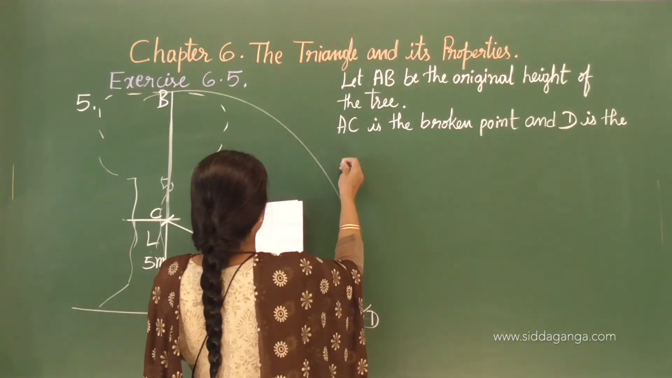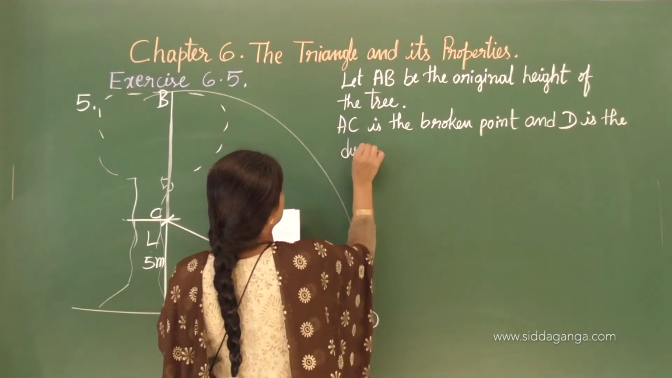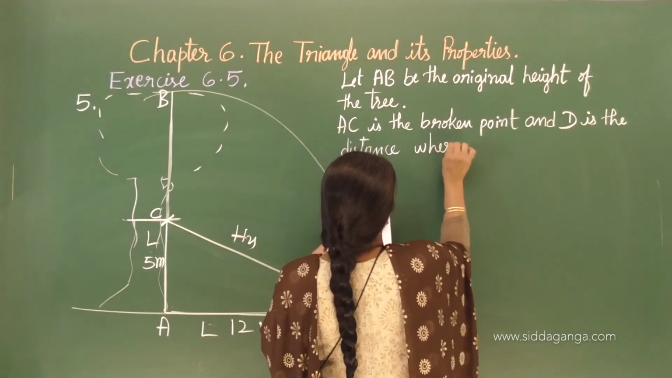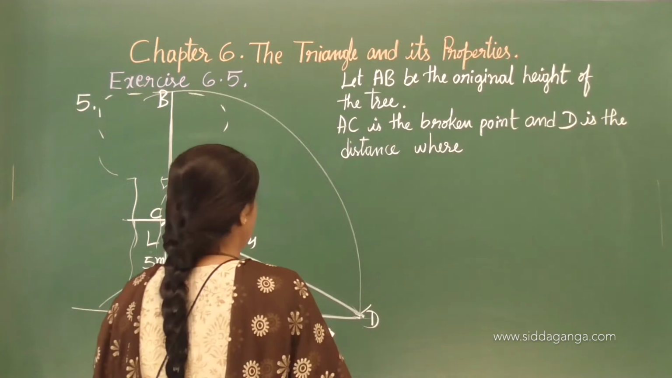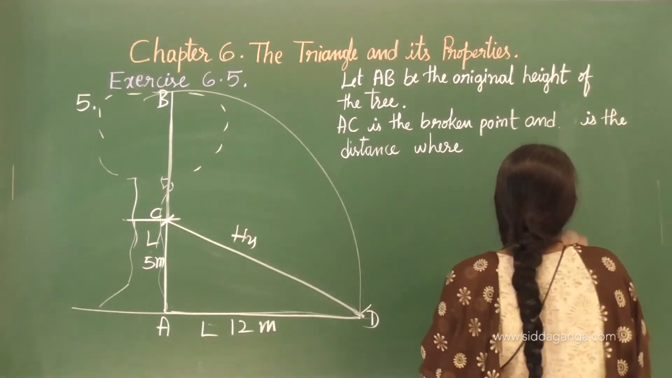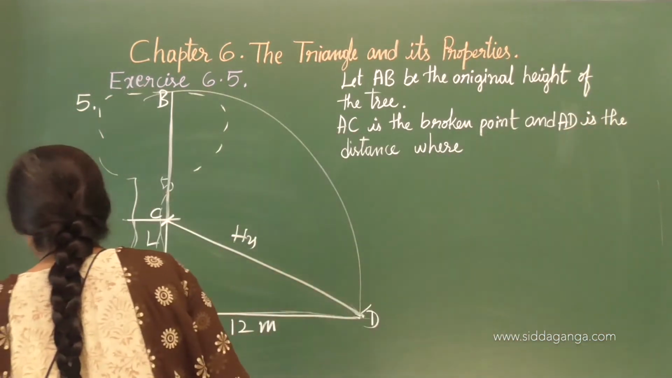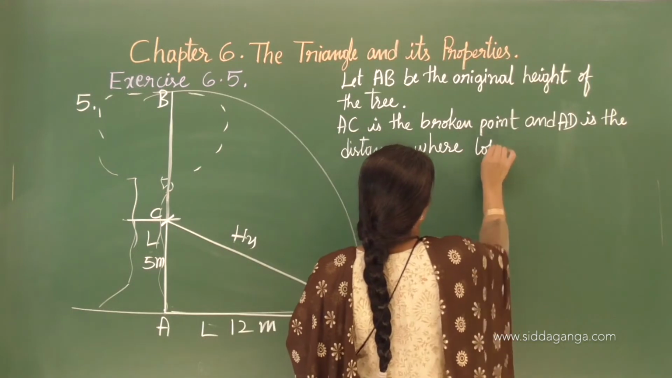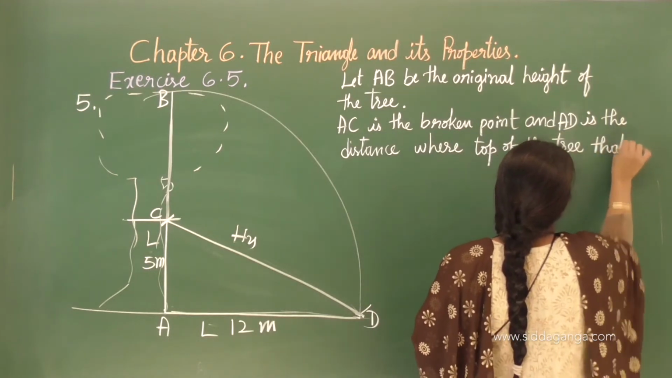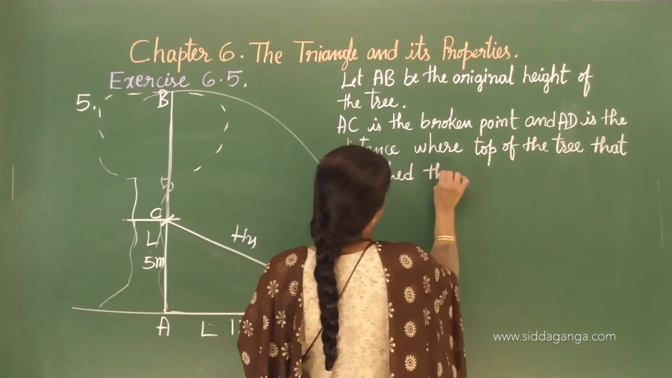AD is the distance from the base of the tree to where the top of the tree touched the ground. Consider AD, not only D.